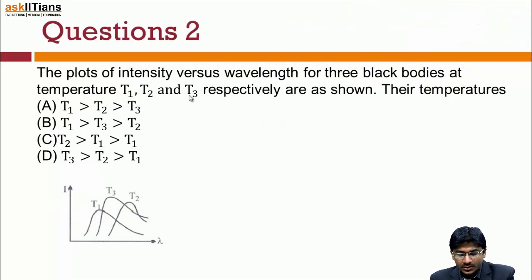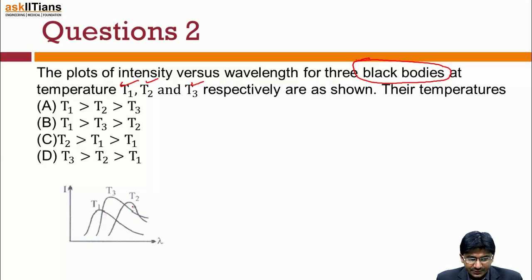Now, the plots of intensity versus wavelength for 3 black bodies. These are 3 black bodies, meaning they have the same emissivity, absorptivity, everything is the same. And you can apply Wien's law here. Different temperatures are given. You have to find out the relation between their temperatures.